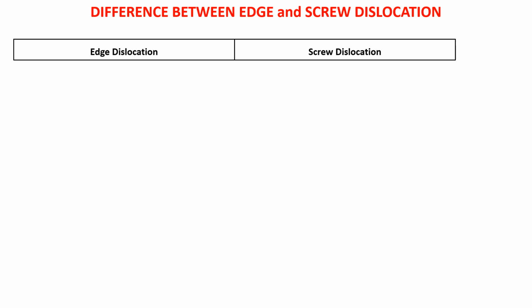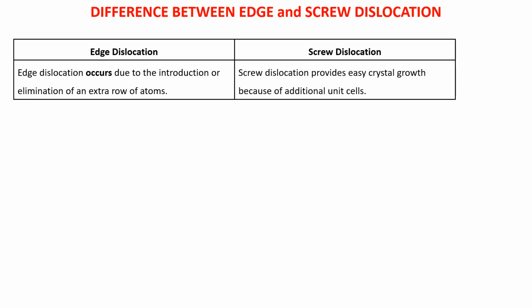Hello everyone. Today we will discuss the difference between edge and screw dislocation. We have already covered the edge dislocation and screw dislocation in the previous lecture. So today let's break down the differences between edge dislocation and screw dislocation in detail for easier understanding. So let's start with how the dislocation occurs.